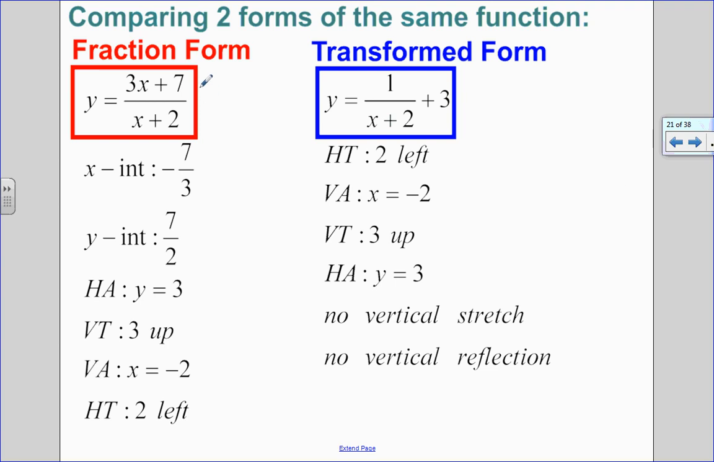In the fraction form, I can see my x-intercept, y-intercept, horizontal asymptote, and vertical asymptote. From the horizontal asymptote, I can figure out the vertical translation. From the vertical asymptote, I can figure out my horizontal translation. In transformed form, I can see my horizontal translation, which will then tell me what my vertical asymptote is. I can see my vertical translation, which will then tell me what my horizontal asymptote is, and I can see that there's no stretch and no reflection.